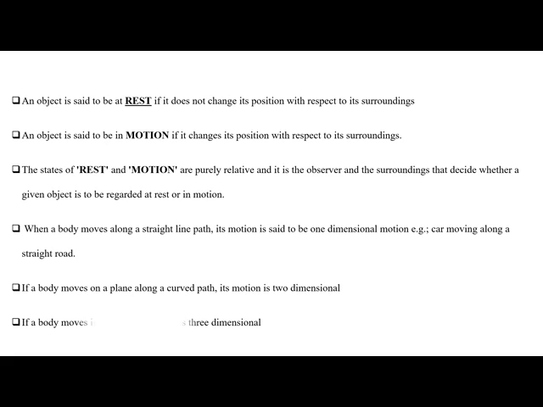Okay, now let us see what is third. If the body moves in space, it is called three-dimensional motion. For example, if you take an object, a sphere, and it moves, we can say that the movement of the sphere is in three-dimensional motion. Okay, is that clear for you?